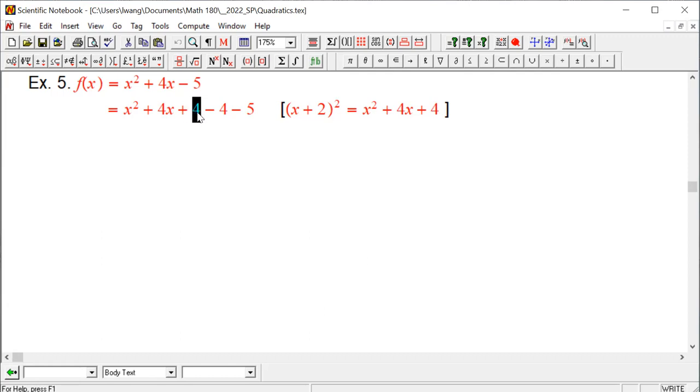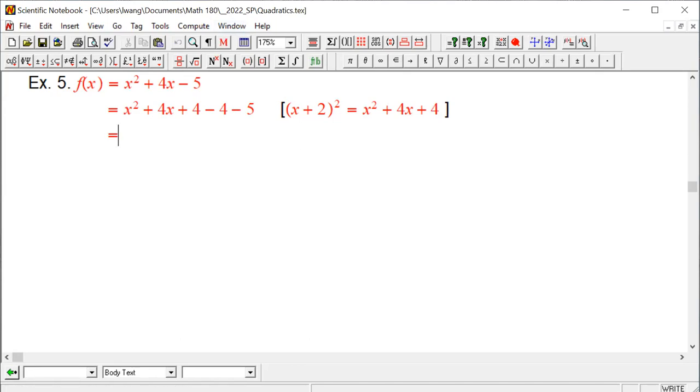The first number you add to make the perfect square. The second number you subtract the same number to keep the balance of the equal sign, so you can still use the equal sign. Otherwise, you're going to make a mistake. The equal sign will no longer be valid.